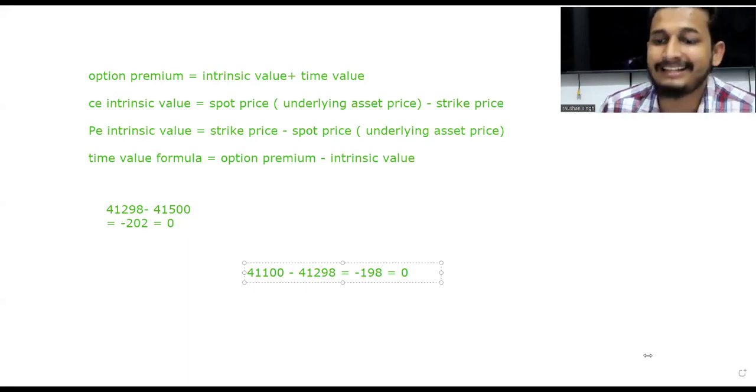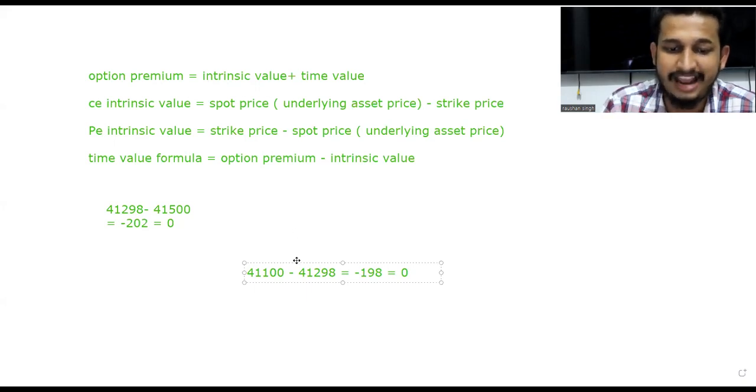What is the confusion? Here there is no confusion, right? Strike price, spot price, everything is there, nothing goes in negative. If it is negative, that means it is zero. 41298 is the spot price, basically the Bank Nifty price. What should I explain here, I don't understand.